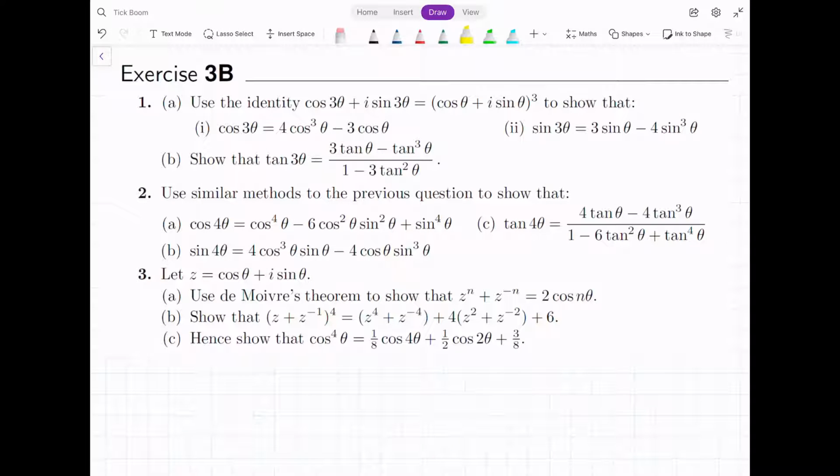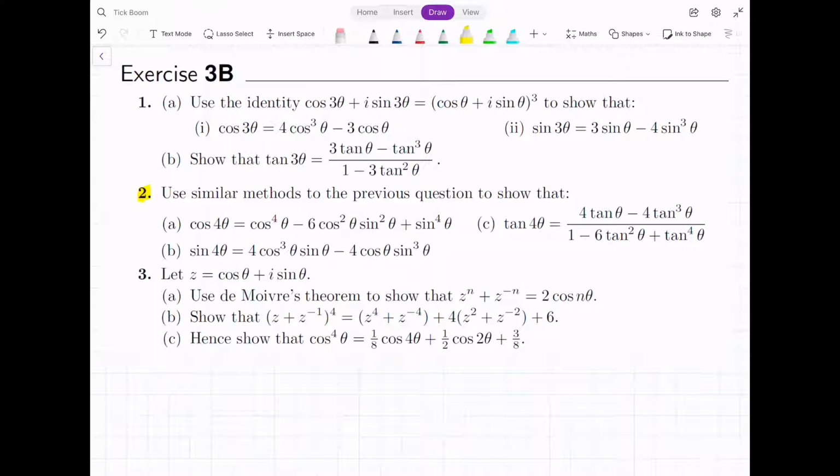Okay, for this video I've been asked to help out with question 2, which comes from exercise 3B of the extension 2 textbook from Cambridge. So we're in complex numbers territory, and the question says use similar methods to the previous question to show that, and then we've got 3 parts A, B and C. Part A is about cosine of 4 theta, part B is about the sine of 4 theta, and then part C is about the tan of 4 theta, and we've got various trigonometric results for each.